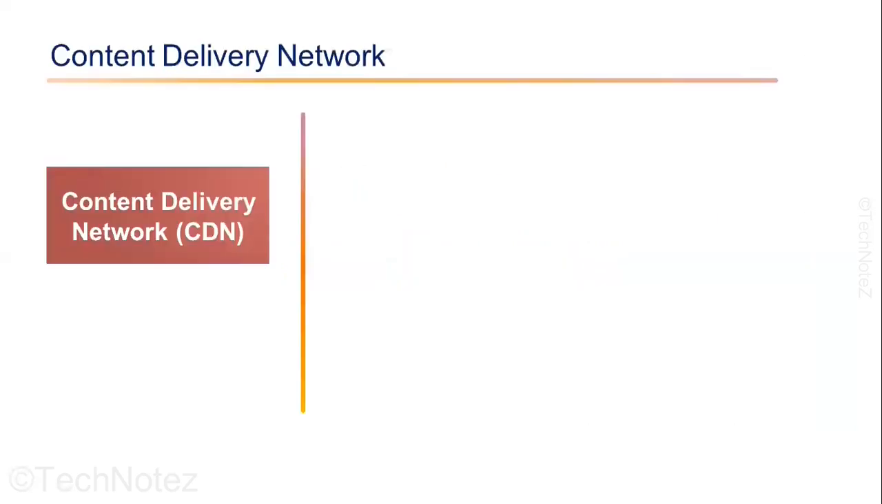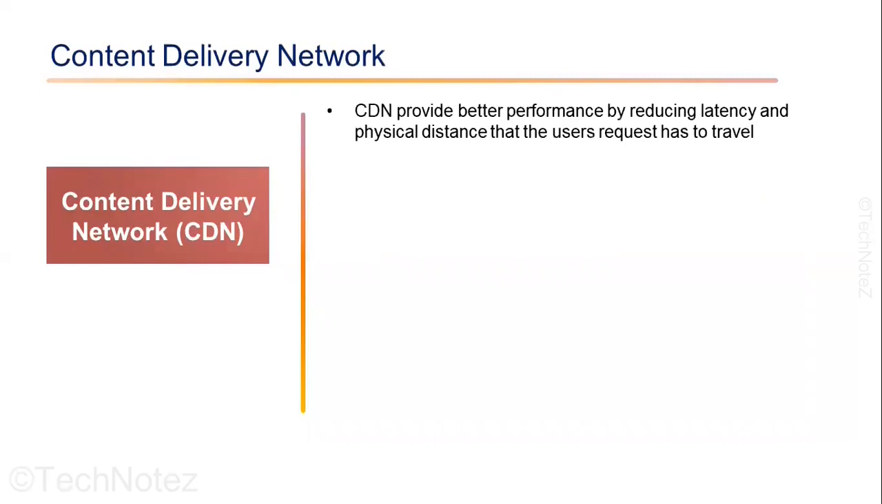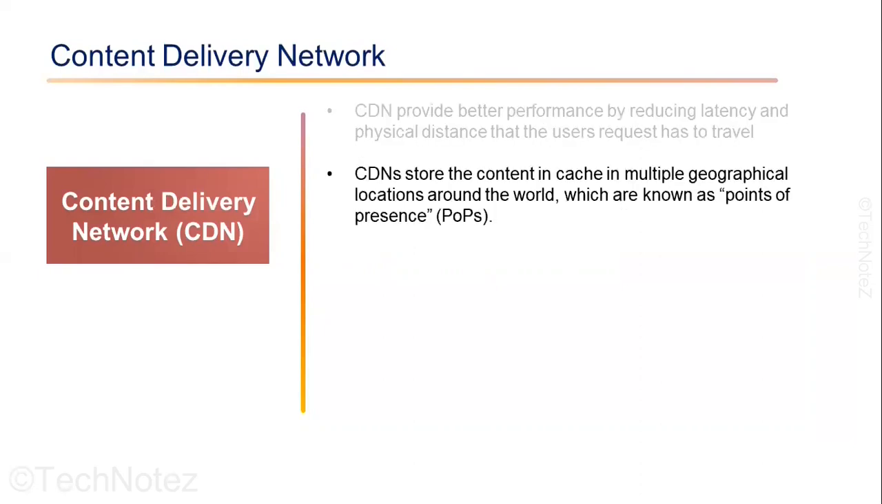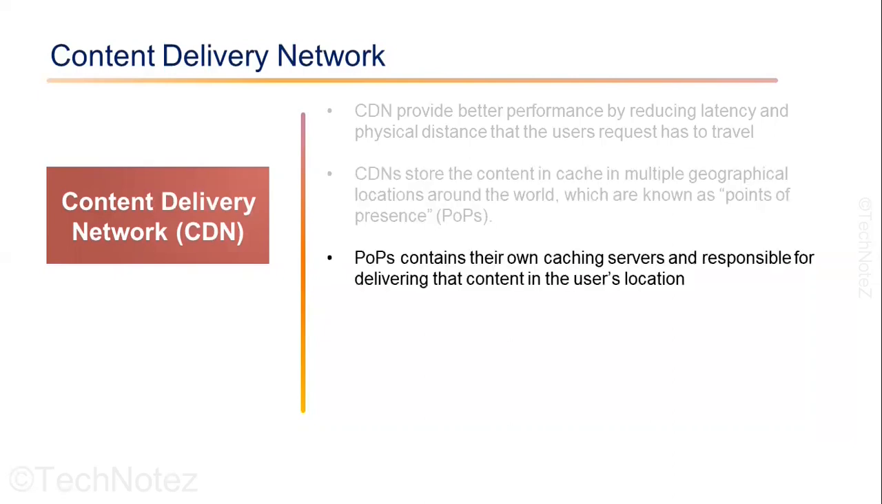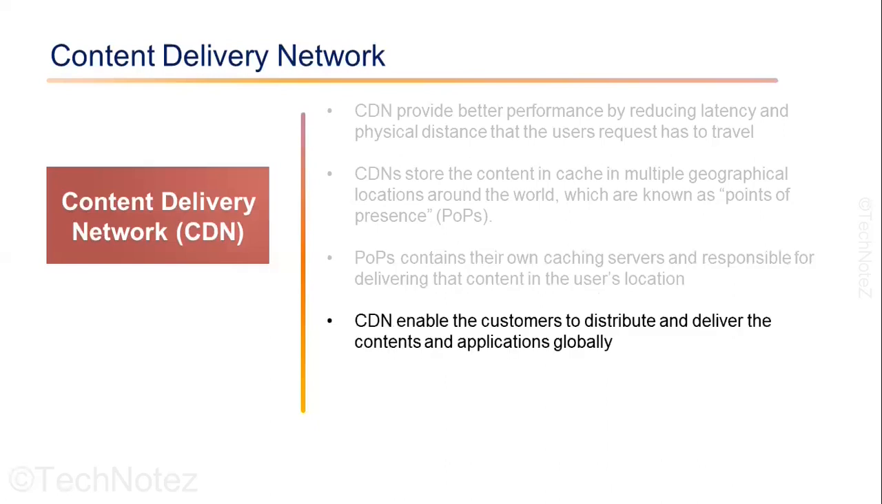Once you host the application on the cloud, you would want the users to get better performance when they access the application. The goal of the CDN is to reduce the latency by reducing the physical distance that the user's request has to travel. CDNs store a cached version of your website content in multiple geographical locations around the world, which are known as points of presence. These points of presence will contain their own caching servers and will be responsible for delivering that content in the user's location. Content delivery services enable the customers to distribute and deliver the content and applications globally.